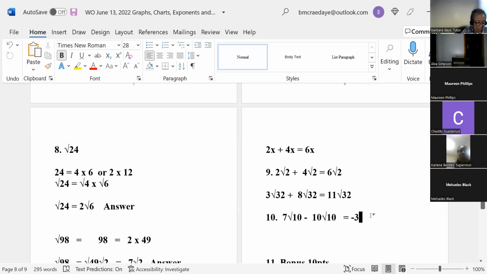Minus 3. So now you know how to add and subtract radicals, right? Add or subtract the coefficients. Coefficients are the numbers in front of the radical. Questions?